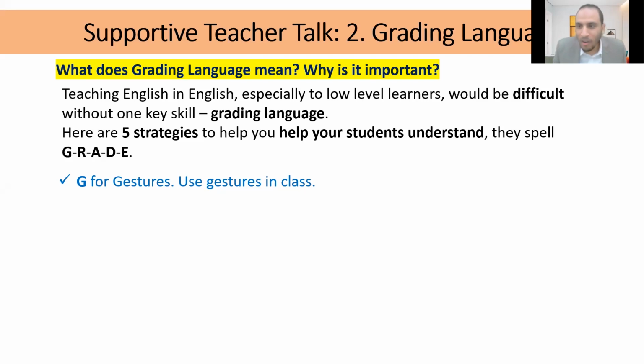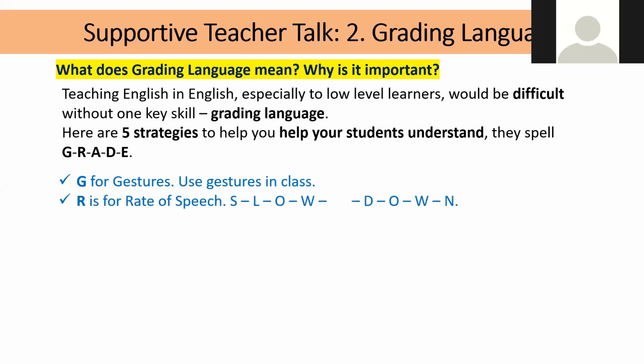Number two is R. What do you think R is for? I'm trying to elicit now, okay? Don't elicit too much, Mr. Said. Yes, R is for the rate of speech. You should slow down.